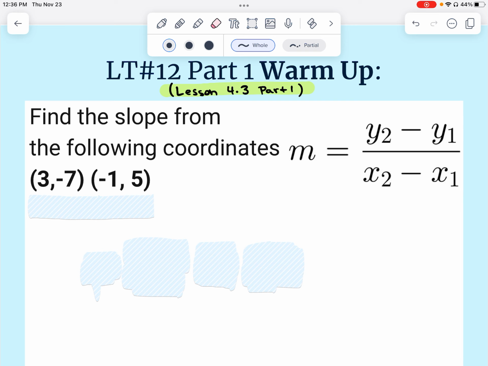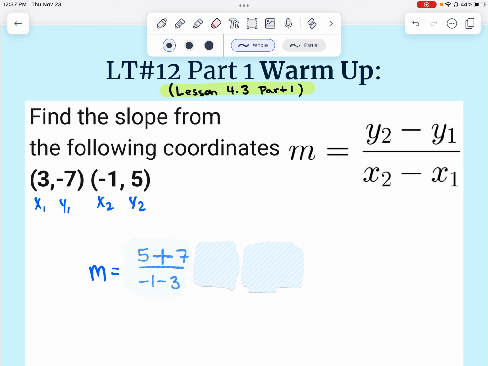All right, so at this point you should be done with the warm-up. So let's go over it. The first step would be to label your coordinates. So I've labeled my coordinates x1, y1, and x2, y2, meaning the first x and y coordinate and the x and the y coordinate for my second point. Then all I have to do is replace or substitute those numbers in for their corresponding variable in the formula.